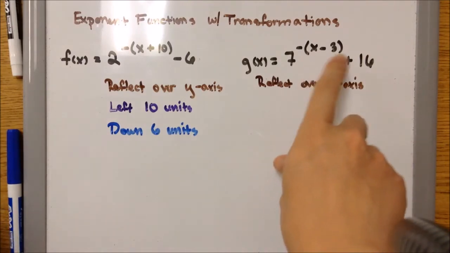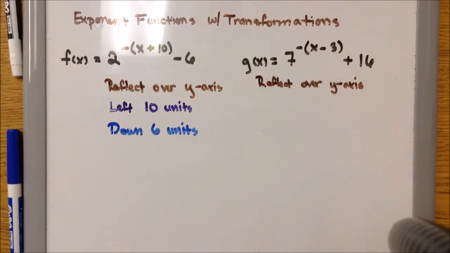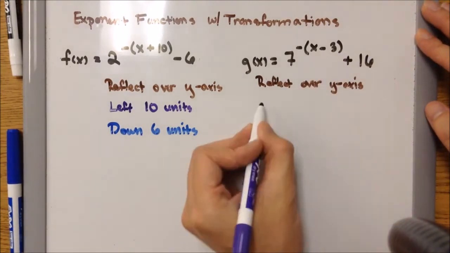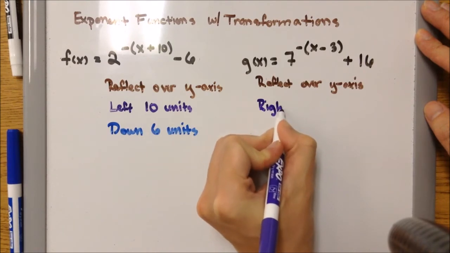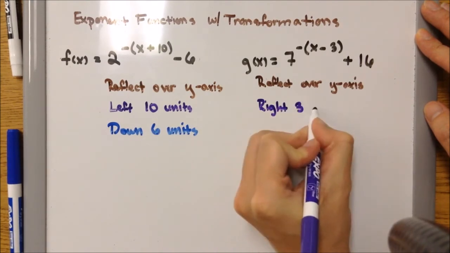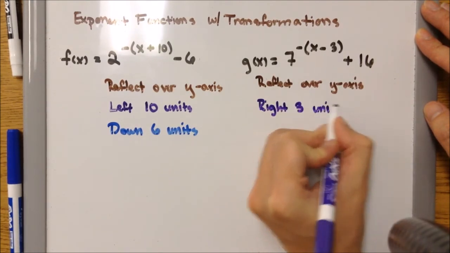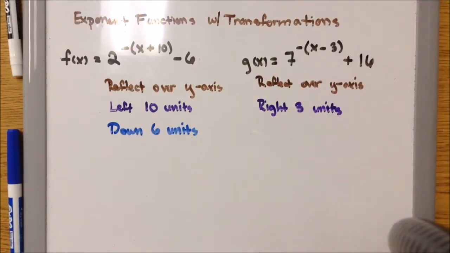Now if we were to focus on the x inside the parenthesis, we see it's x minus 3. So again, with the x, left or right. Since it's minus 3, it means that it's going to go to the right 3 units. And that's pretty much it.